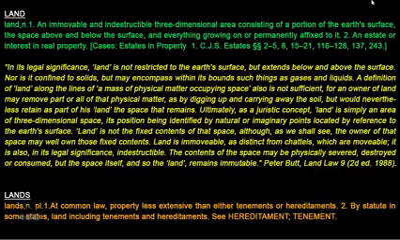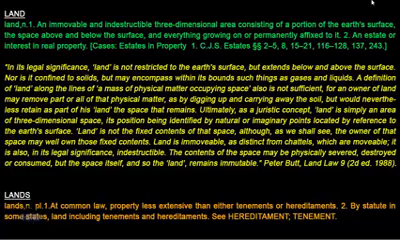area consisting of a portion of the Earth's surface, the space above and below the surface, and everything growing on or permanently affixed to it. Sense 2, an estate or interest in real property. And then we get some expert commentary on it. In its legal significance, land is not restricted to the Earth's surface, but extends below and above the surface. Nor is it confined to solids, but may encompass within its bounds such things as gases and liquids.